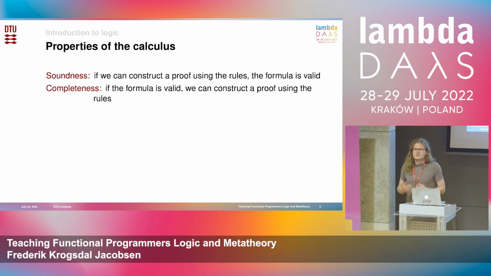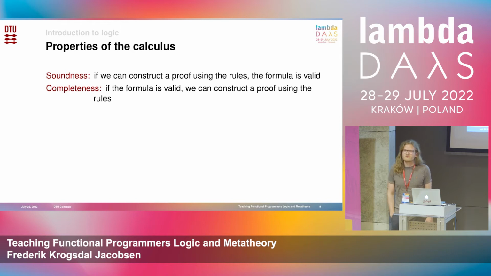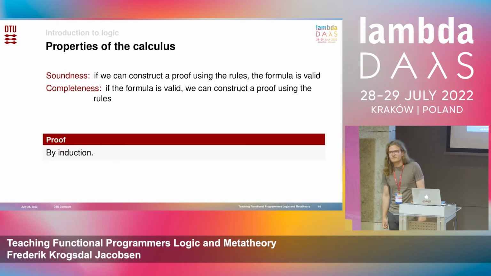Okay, so now we have a logic and we have a way to prove things about the logic. So really what we want now is for the proofs to actually have something to do with whether things are true or false. So we have something called soundness, which means that if our system is sound, then if we can construct a proof using the rules, then the formula actually is valid. And completeness is the other way around: if the formula is valid, we can somehow prove it using the system.